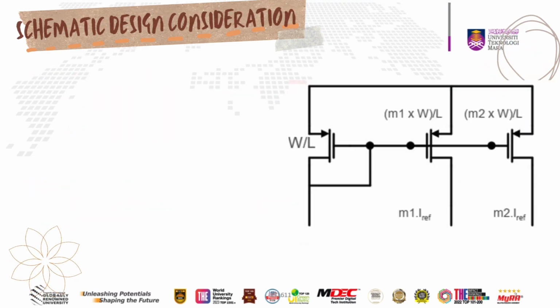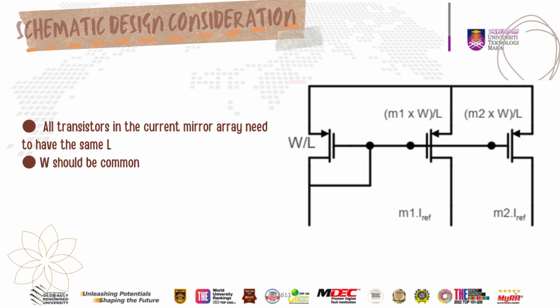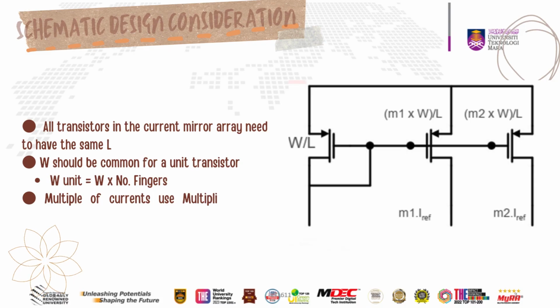In this last page of this section, we provide some schematic design considerations for a current mirror array, which is a common circuit building block in analog electronics. So let's go through the key points. The first one is transistor matching. Second one is common W. The third one is current scaling. All the transistors in the current mirror array need to have the same channel length to ensure proper current mirroring.